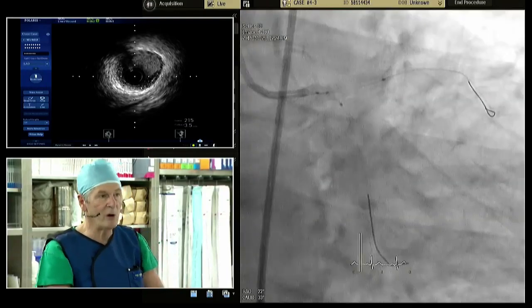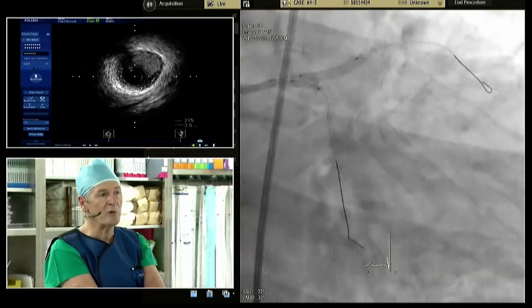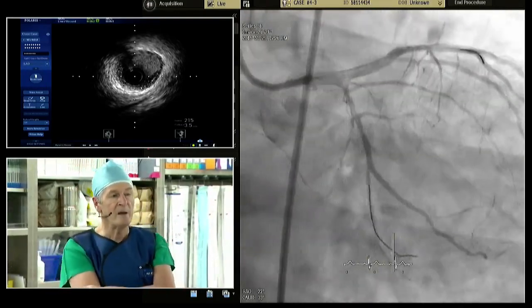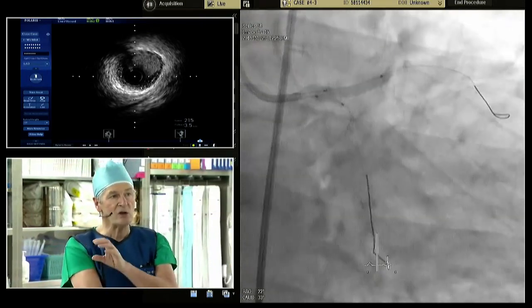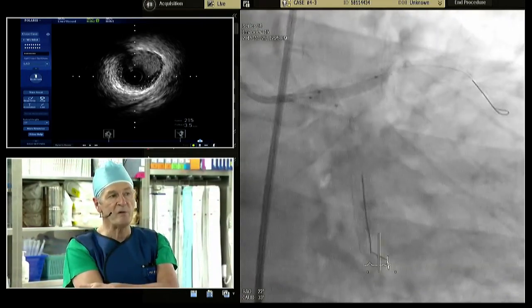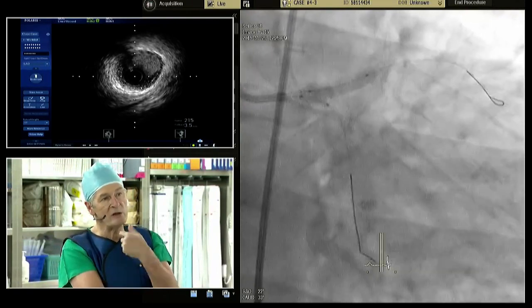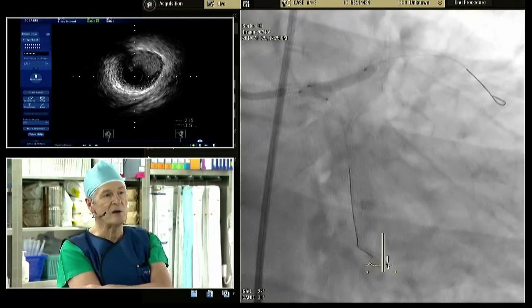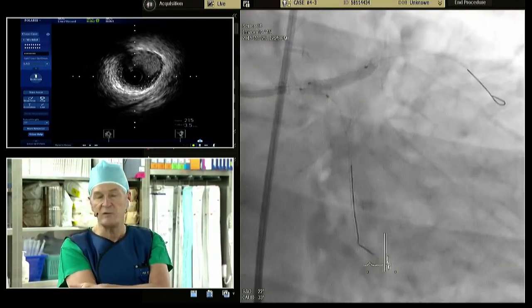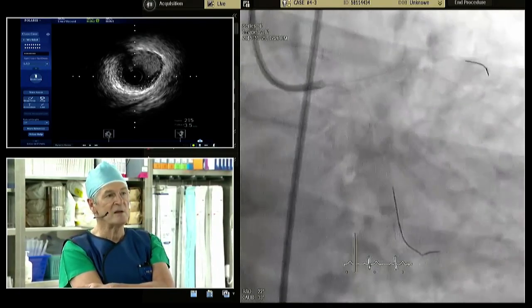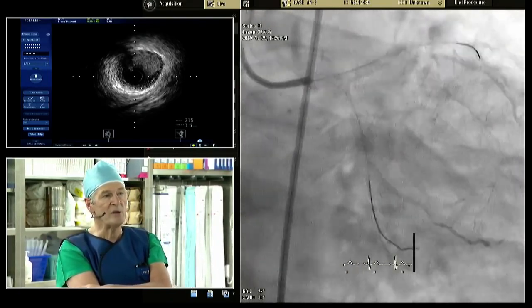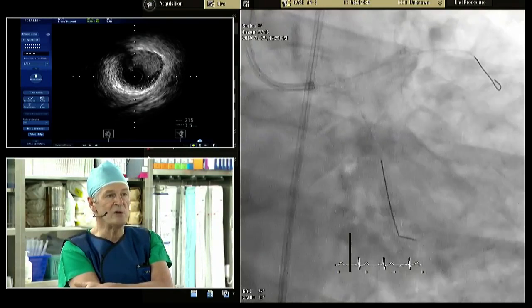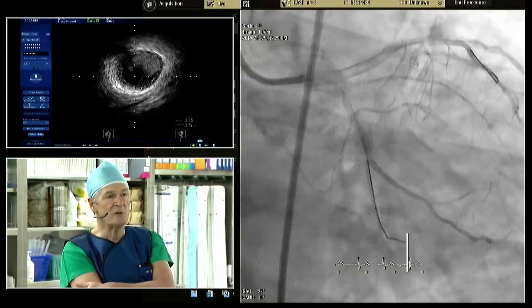So now we'll do a kissing balloon inflation with a 2.5 non-compliant balloon in the circumflex, a very short one, and a 3.5 semi-compliant that we have already used before. So this is the kiss at 12 atmospheres in both branches. Next. So this is the final result, which I think looks very good in the different views.